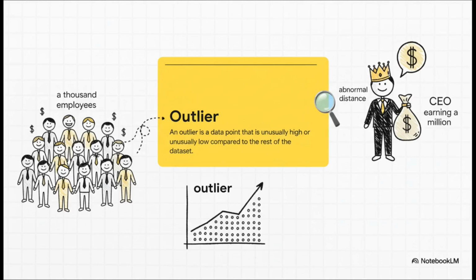This salary example is perfect. You've got 1,000 employees making between 40 and 90 grand, and then you have one CEO making $1 million. That $1 million salary? That's a classic outlier. It just doesn't fit the pattern.